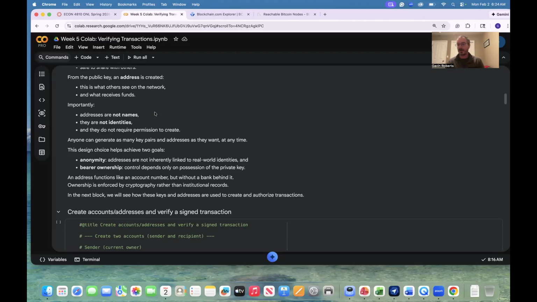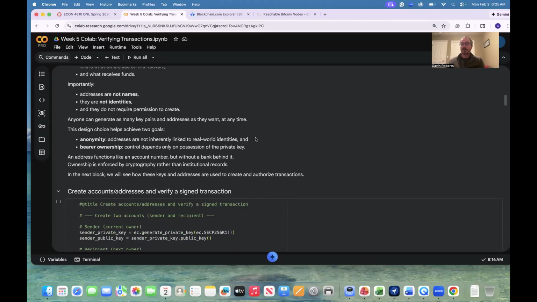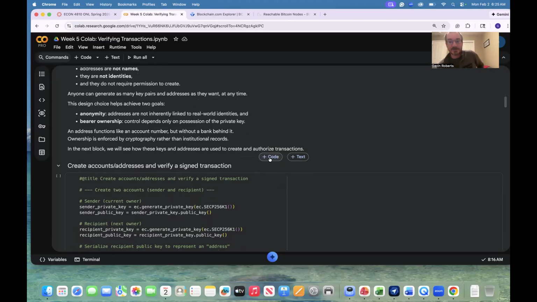Remember, those addresses are derived from public keys. We saw last time we could send a message to a specific public key, and then only the owner of the private key could read the message, for example. Really, the reason for addresses is that it's a more succinct display of a public key. So importantly, addresses are not names. They could be. You could decide to attach your name to an address, but you don't have to, so you can remain anonymous. They are not identities, and they do not require permission to create.